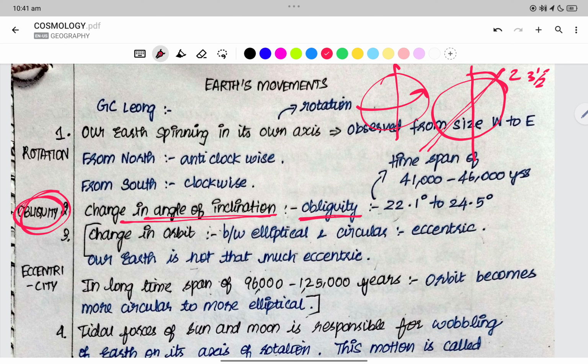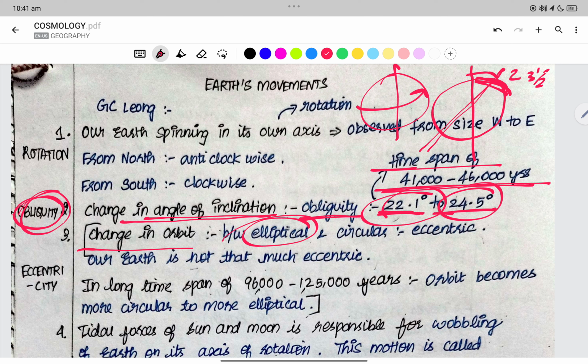Now obliquity ranges from 22.1 to 24.5. The tilt is changing. The tilt in itself is not constant. The tilt is changing from 22.1 degrees to 24.5 degrees over a time span of 40,000 years on average. Obliquity is the change in the angle of inclination, that's all.